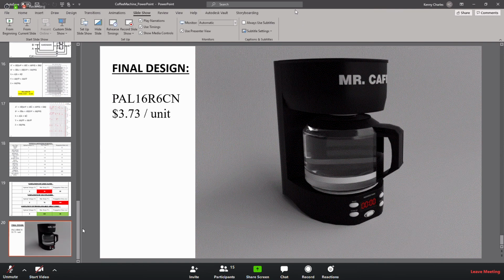Great. Should I stop screen share now? Please, yes, please.